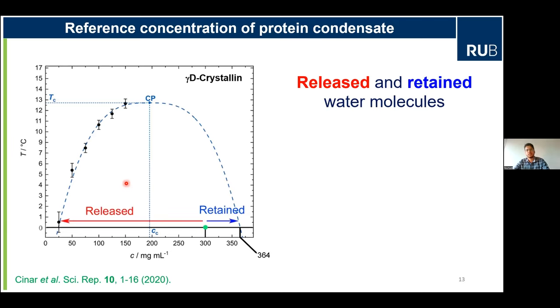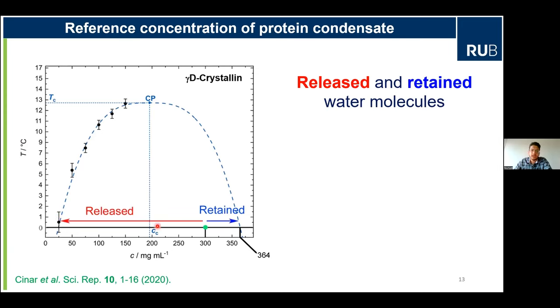So for that, we will need two reference entropies. The first reference will be for the water molecules that are released. For that, obviously, the reference entropy would be the bulk entropy. And how do we get that? We can simply simulate a box of neat water molecules without any proteins under similar conditions, and from there, we can calculate the entropy of the bulk liquid.